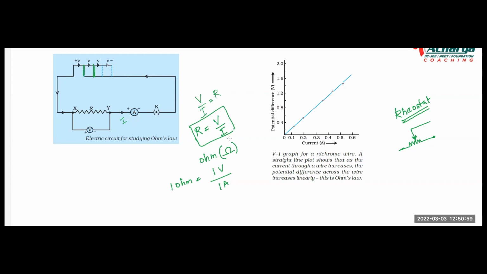So a resistor can also be used to vary the current flowing through a conductor. If you add more resistance, what will happen? The current is inversely proportional to resistance. So if you add more resistance, the current through the circuit will reduce. So this is all about Ohm's law.